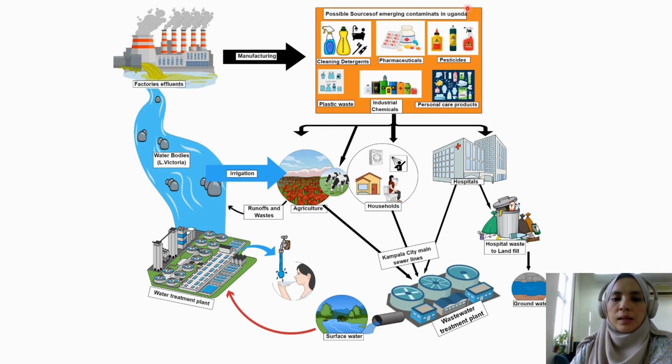The wastewater treatment plant treats the sewage and releases treated water back into surface water bodies and indirectly into groundwater. This treated water is then used for various purposes, including domestic use, which closes the loop in the water supply system. The circle demonstrates how contaminants from multiple sources can enter and spread through the water supply system, highlighting the need for effective management and treatment practices to protect water quality and public health.